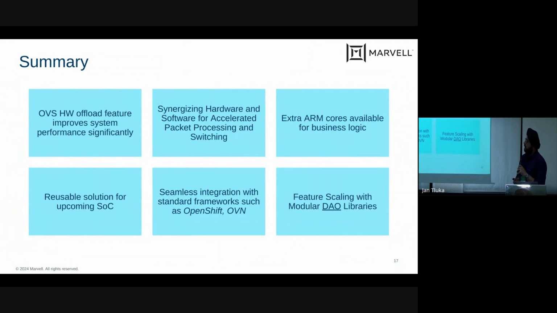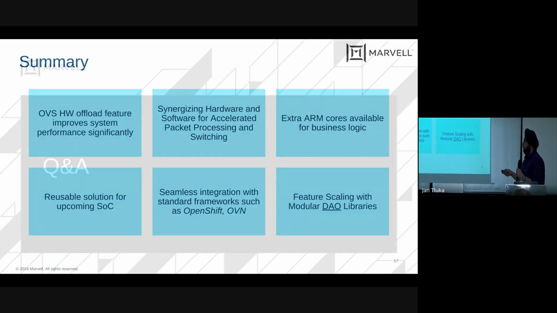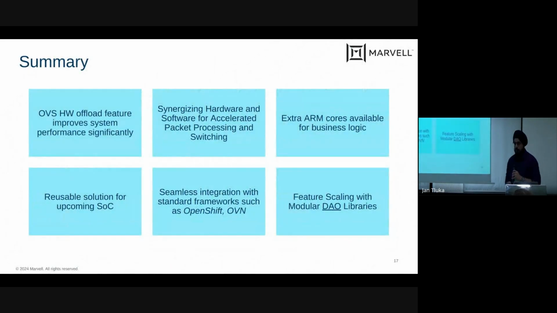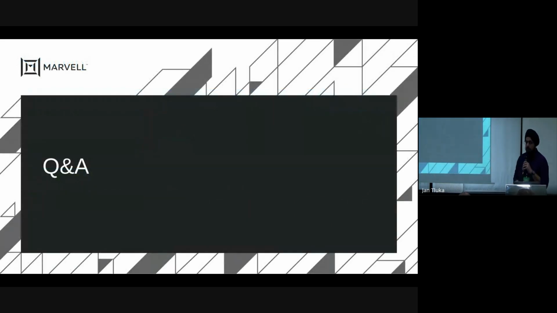To summarize, the OVS hardware offload feature improves the performance significantly. Today it's a synergy between hardware and software components to achieve the overall functionality, plus some extra ARM cores available for business logic. It's a reusable solution for our upcoming SoCs, with seamless integration with standard frameworks such as OpenShift OVN, and the feature scaling will be modular with the DAO libraries. Thank you.